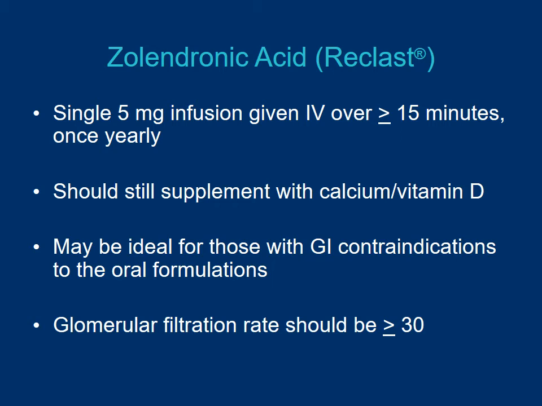All bisphosphonates and all osteoporotic drugs should be supplemented with calcium and vitamin D, to maintain the normal level with all therapies of osteoporosis. Zoledronic acid may be ideal for those with GIT contraindications. As we said before, the oral forms of bisphosphonates can cause GIT complications, so for those with GIT contraindications it's ideal to give zoledronic acid intravenous infusion. And the glomerular filtration rate should be more than 30, as we said before, with all bisphosphonates.